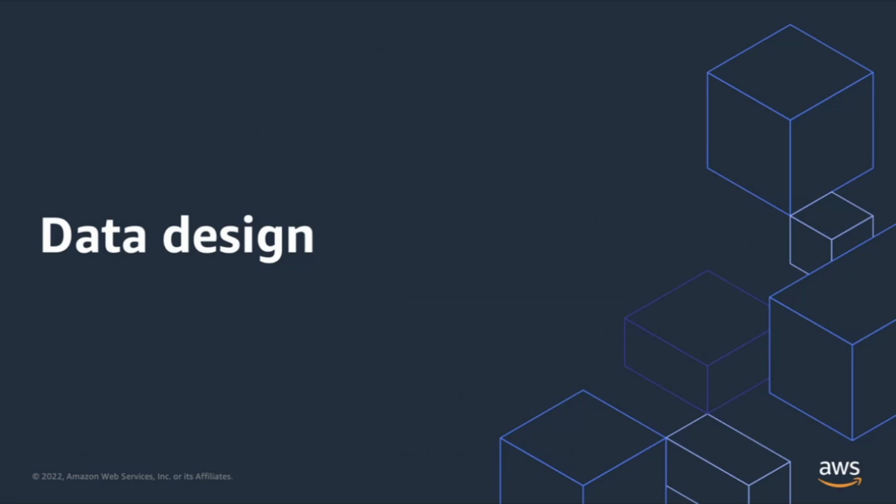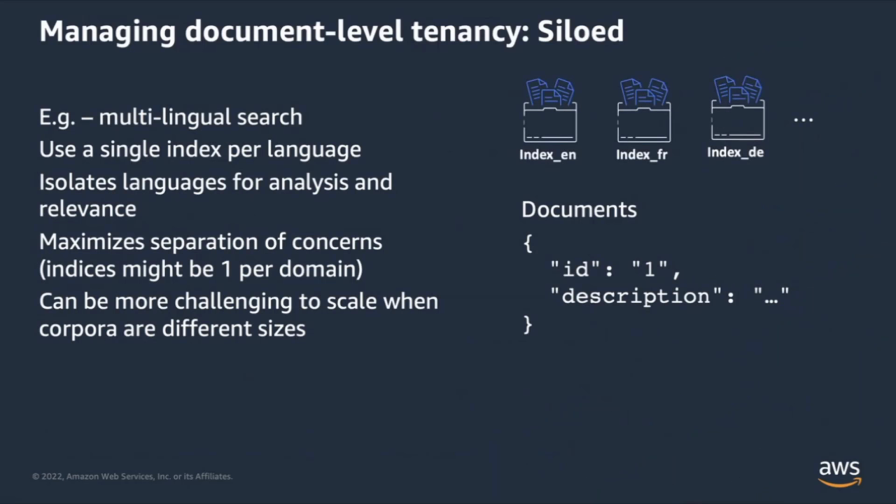So let's talk a little bit about the data design and how that plays out at the document, index, and cluster level. A good example is multilingual search. So if we look at document level tenancy and we think about siloed workloads, right? If you have a multilingual search use case, say English, French, and German, you can use a single index per language, right? So then I have my English index, my French index, and my German index. This gives you the benefit of isolating these languages for analysis and relevance purposes.